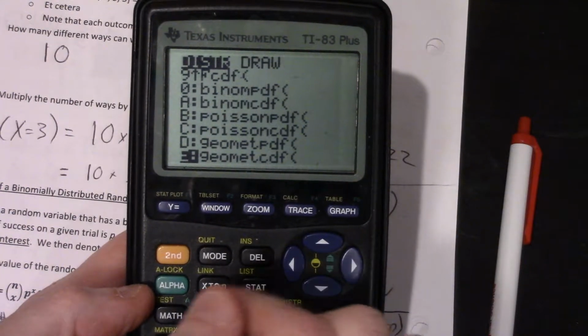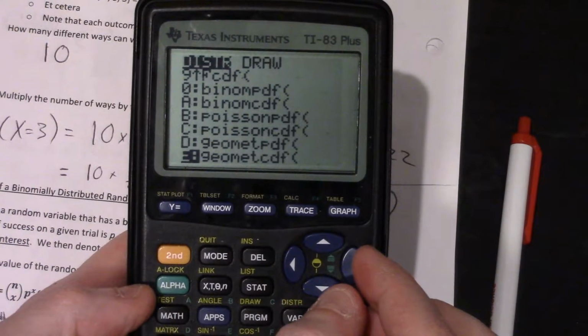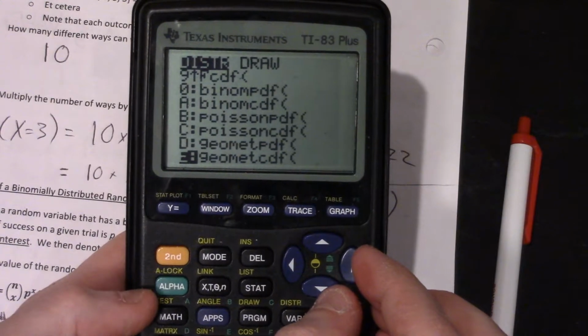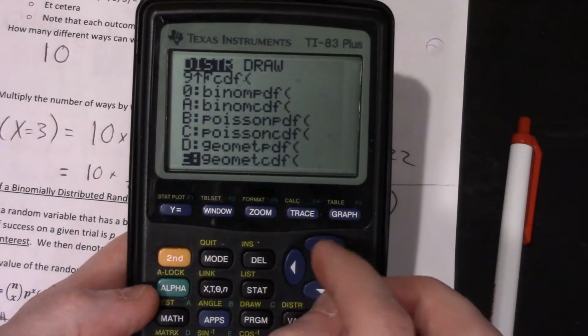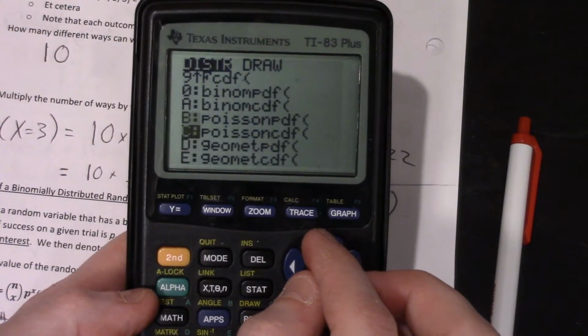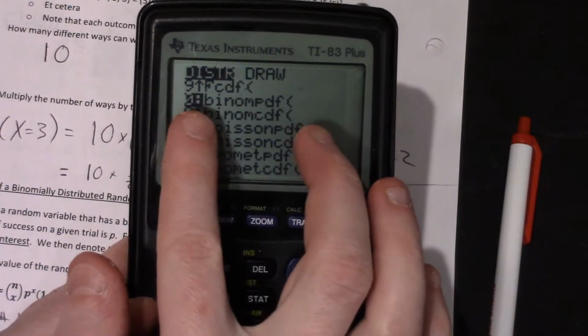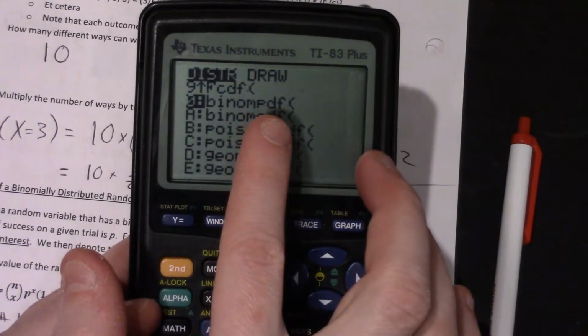If you have a different calculator, then it may not be the same directions. If you need help with your other calculators, send me an email. We'll figure it out. So we are looking for number 0, the binomial PDF.